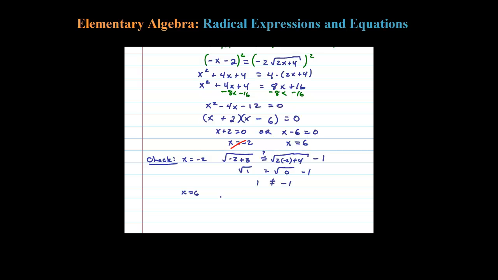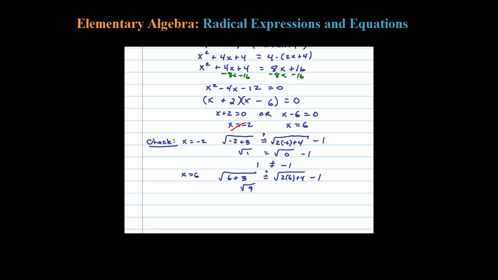Let's check x equals 6. Again, plug it back into the original. So 6 plus 3. Question is, does that equal the square root of 2 times 6 plus 4, minus 1? I know this is tedious, but hang tight. So the square root of 9. Question is, does that equal the square root of 12 plus 4, which is 16, minus 1? So 3 equals 4 minus 1. That works.